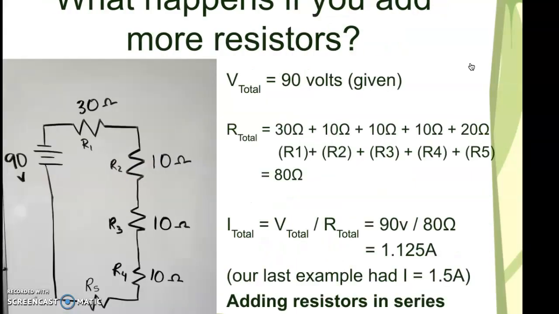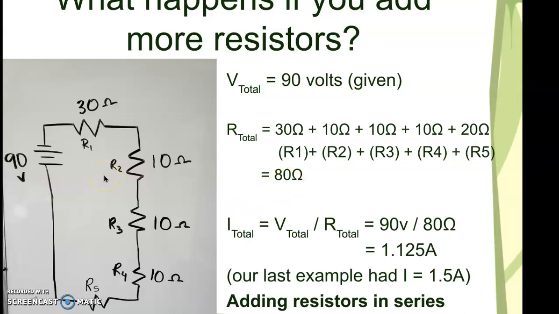Now, what happens if you add more resistors or if you just keep tagging on more bulbs? Here's just a slightly different picture where I've just snuck in a couple extra bulbs, each at 10 ohms. Total voltage still the same. Total resistance, however, we'll have to re-add. So doing so, it looks like we've got 80 ohms.